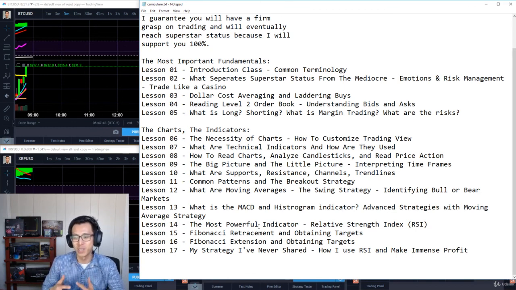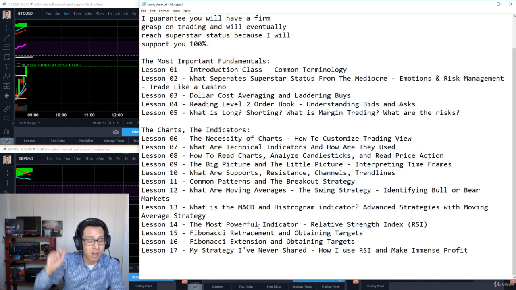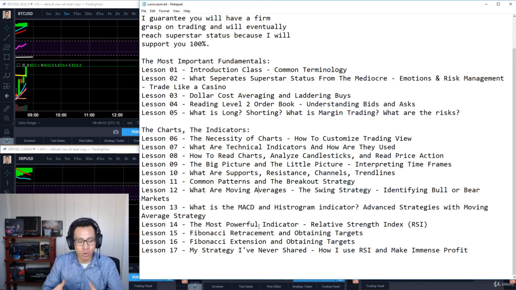So this wraps up lesson number 14, which talked about relative strength index. Once again, you get a series of a lower low on the actual price action, but a higher low on the actual RSI, and that indicates that you're gaining strength and momentum in the market. So that was the main thing I want to talk about. We need to talk about signs of bearish divergence and bullish divergence as well. So I'll see you guys for lesson number 15 for Fibonacci retracement and obtaining targets. And I'll see you also for lesson number 17, Fibonacci extension and obtaining targets as well.